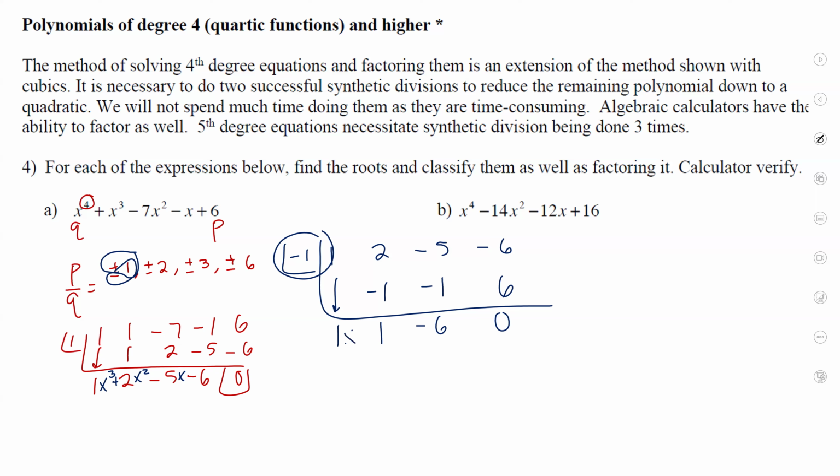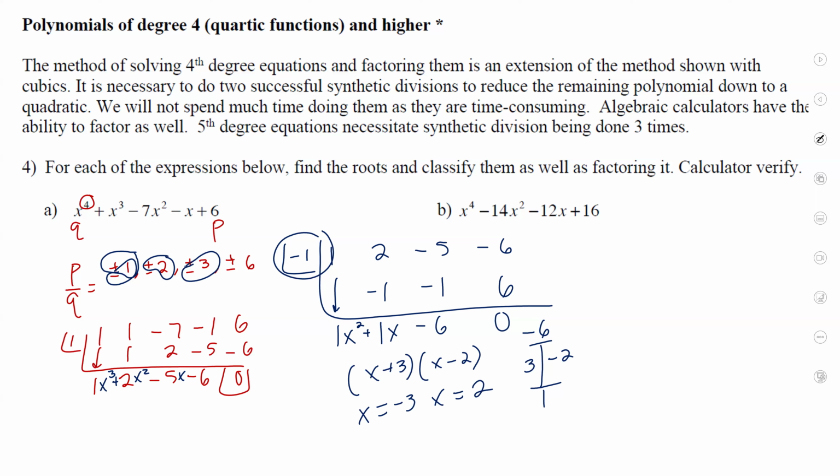This is now a quadratic. And can we factor that? I need 2 numbers that multiply to negative 6 and add to 1. Thank you. 3 and negative 2. Okay, so my factors are x plus 3 and x minus 2. If you solve, you'll get x is equal to negative 3 and x is equal to positive 2. Those were some of the possibilities that we listed. So those are my solutions. X equals 2, negative 3, negative 1, and positive 1.